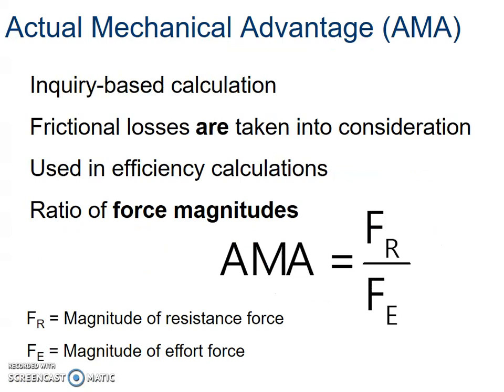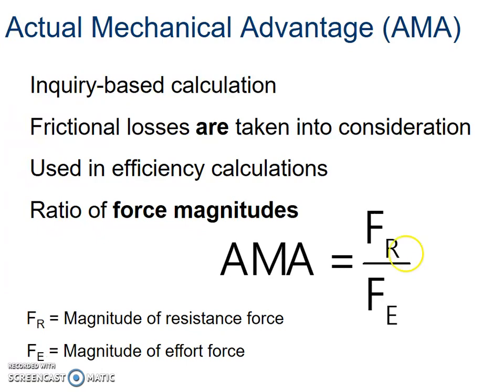The actual mechanical advantage, though, is taking friction into account. You have to get it through inquiry-based calculations, or you have to physically do it. You have to put a force probe on it. So I put in a force probe, and I did not get 1 pound out, but I got a little bit more. So again, this is your actual force.